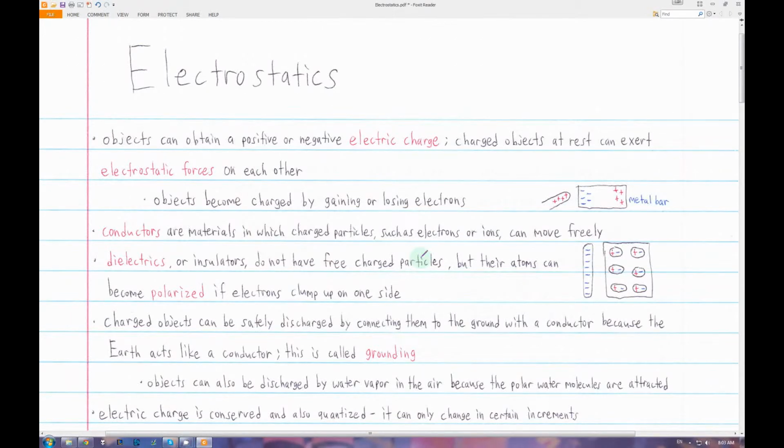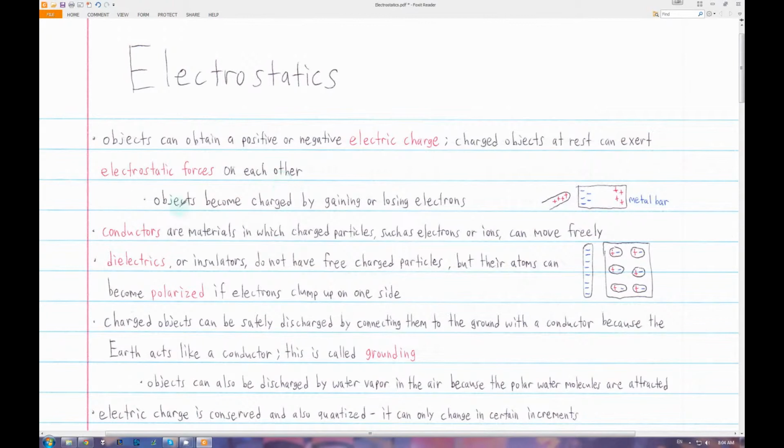So you already know that objects can obtain a positive or negative electric charge, and that like charges repel and opposites attract. These attractive and repulsive forces that charged objects can exert on each other are called electrostatic forces. And electrostatic just means the charges are not moving.